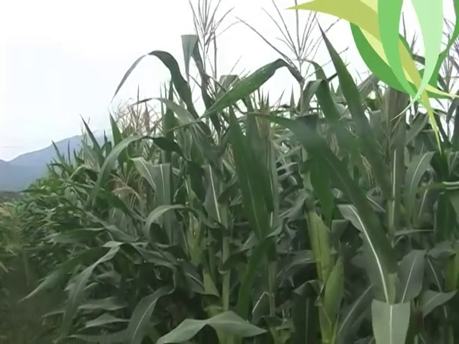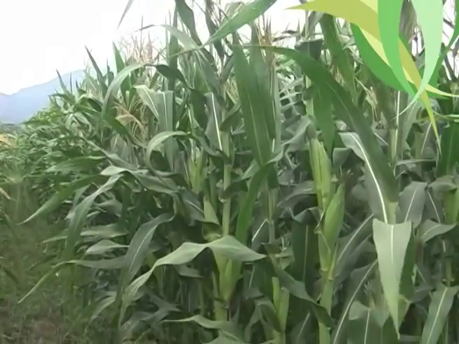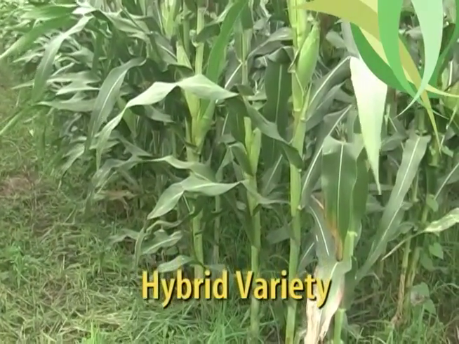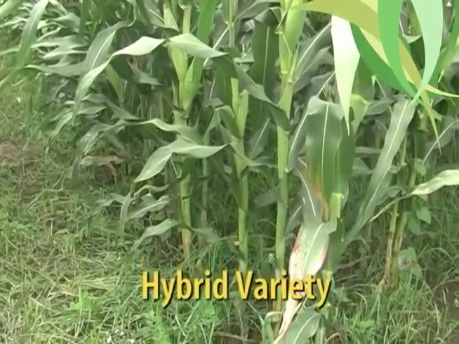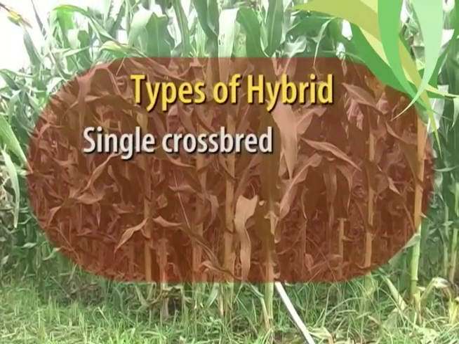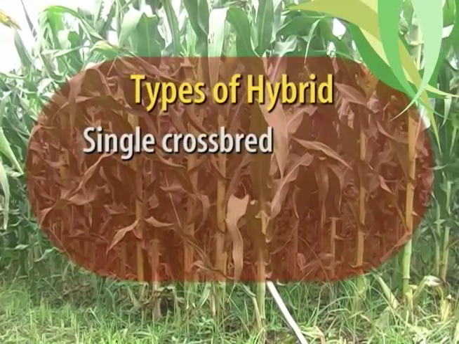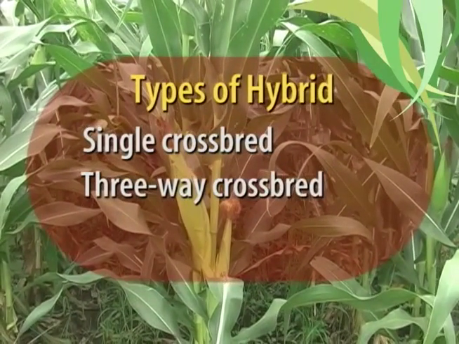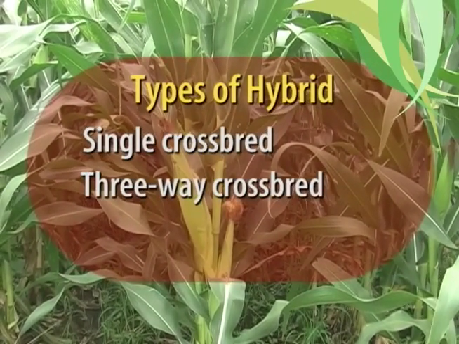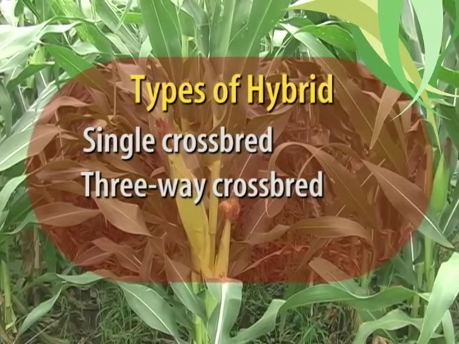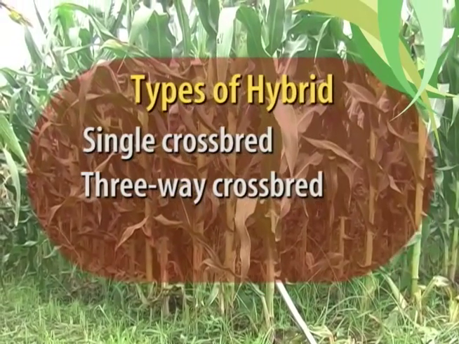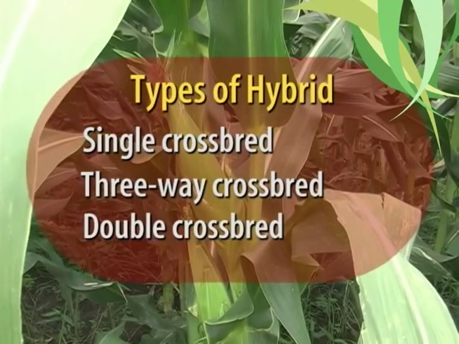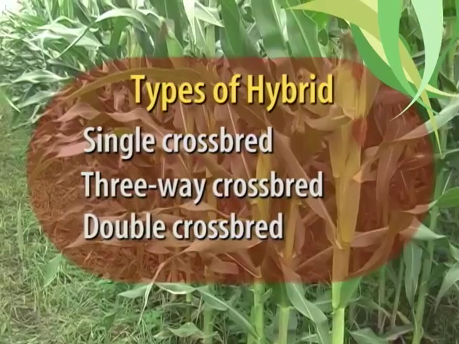What then is hybrid variety? Hybrid is a variety arising from the controlled crossing of two or more inbreds. Single cross is a hybrid produced from crossing two inbreds. Three-way crossbred is a product obtained from crossing one inbred and an F1 of a single crossbred, while double crossbred is a hybrid derived from crossing two single crossbred.